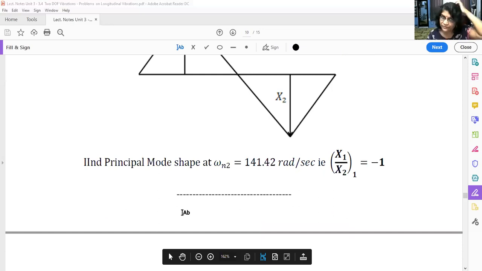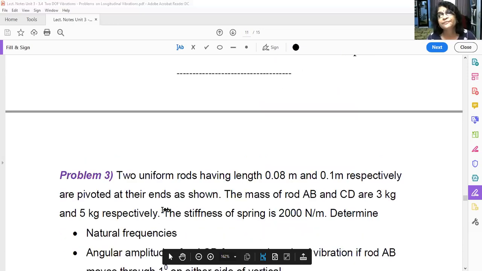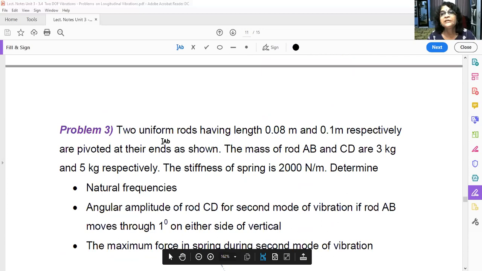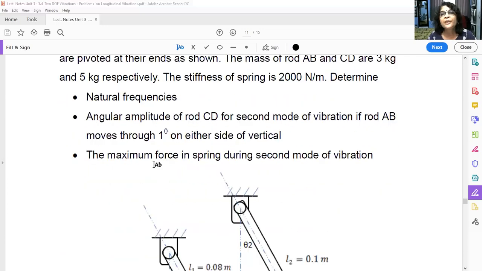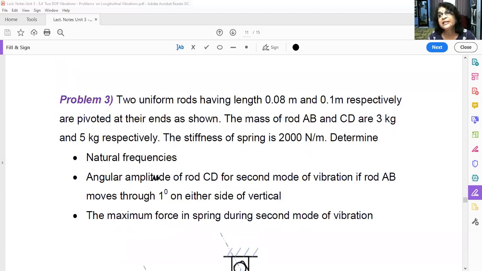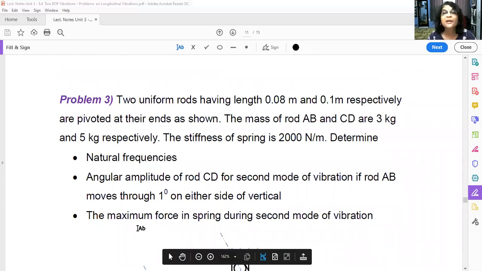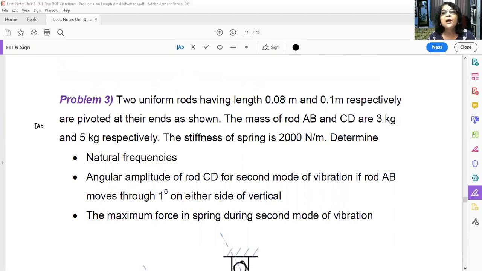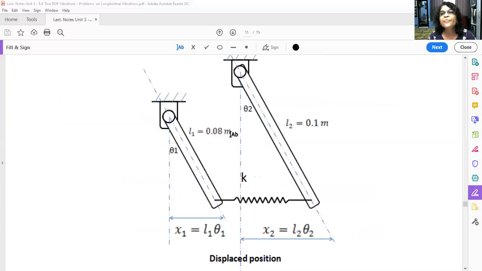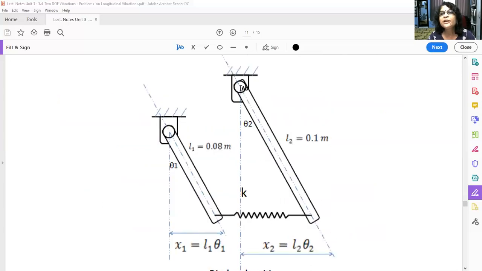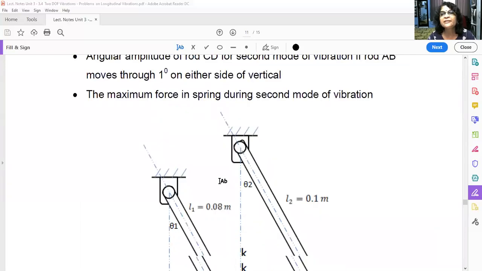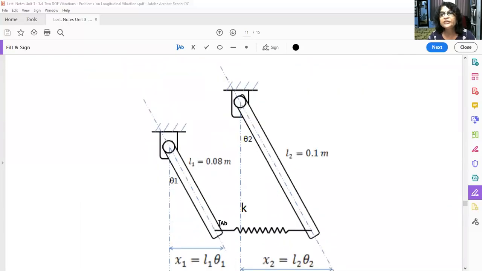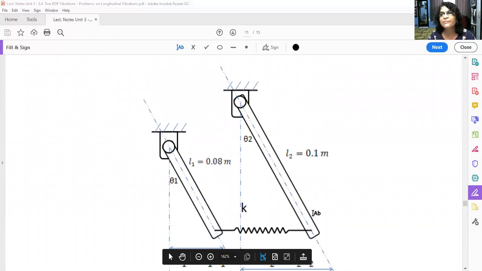Understood? Now, the third problem, it is somewhat different. Okay? It is on angular vibration. Theta parameter is there. Okay? Two uniform rods having length 0.08 meter and 0.1 meter respectively are pivoted at their ends as shown. So these are the two rods. One is pivoted here, other is pivoted here. Okay, and both are having the length. This is of 0.08 meter, this is of 0.1 meter.